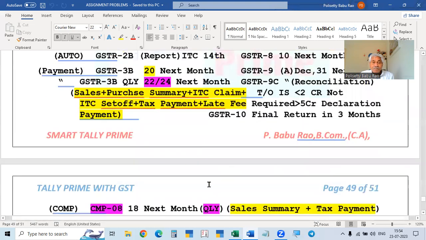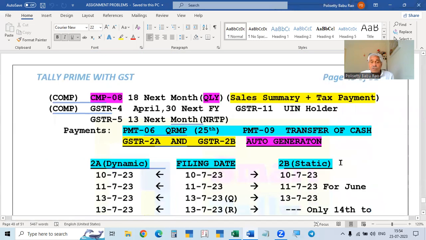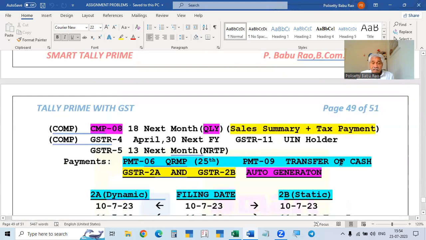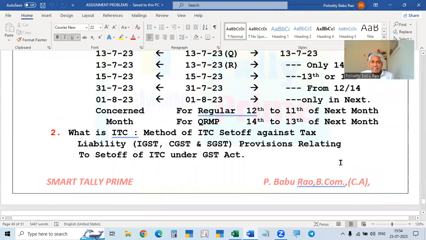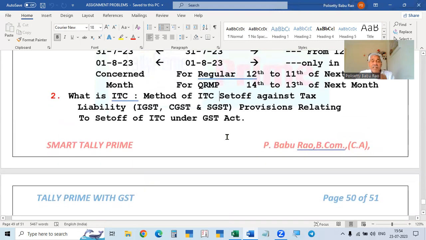As per GSTR 1, we are showing the sales, that is a liability. So that liability is to be adjusted by the input tax credit. That is, adjustment of input tax credit against the liability is called set off. So the ITC, input tax credit, which you already paid, is to be set off against the liability of the trader.